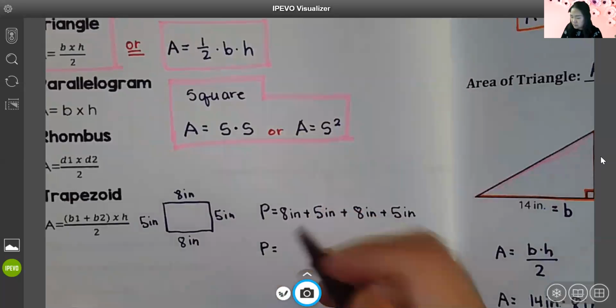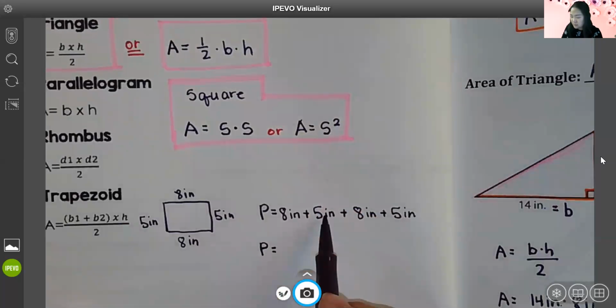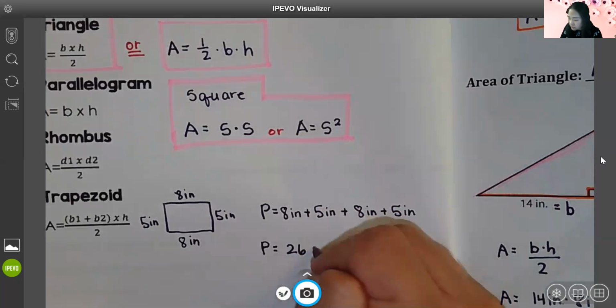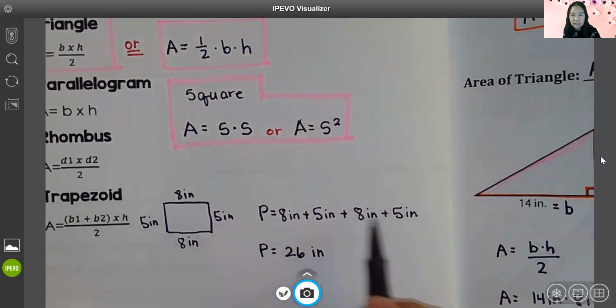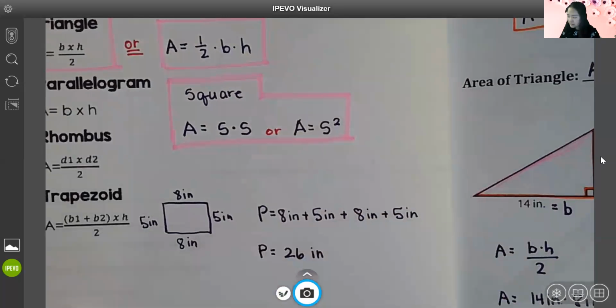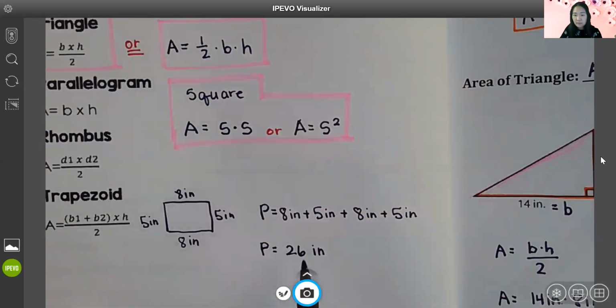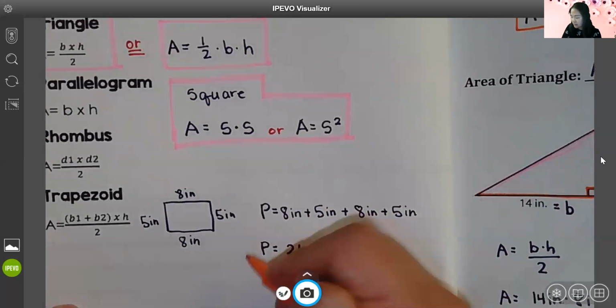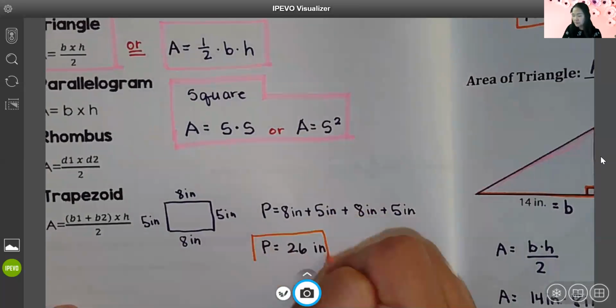So 13 plus 13, 26, and you're not multiplying the inches, so you're not doing it to whatever power. 8 inches plus 5 inches is 13 inches, plus 8 inches, 21 inches, plus 5 inches is 26 inches. Perimeter, the unit is just the unit to the first power. You don't raise it to a different power. So here would be the perimeter.